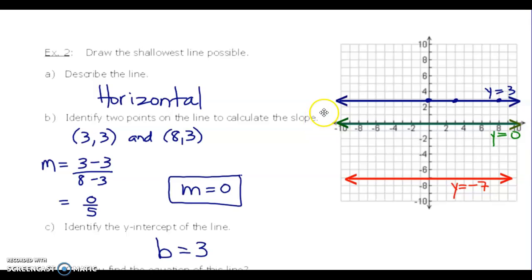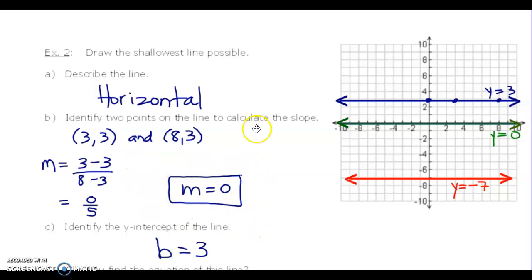I want to pick 2 points on this line. So on this line, I'm going to pick the points (3, 3) and (8, 3). There are lots of points. You could pick any point you want. I just randomly chose those 2 points right there. Okay. I'm going to use these 2 points to calculate my slope. x1, y1, x2, y2, plug into my formula, and I see that my slope equals 0.